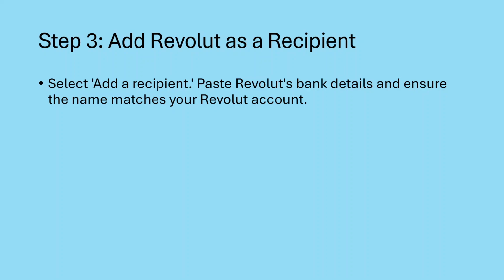Step 3. Add Revolut as a recipient. Select Add a recipient, then paste Revolut's bank details and ensure the name matches your Revolut account.